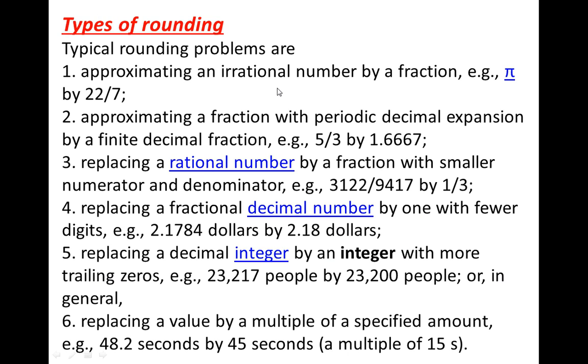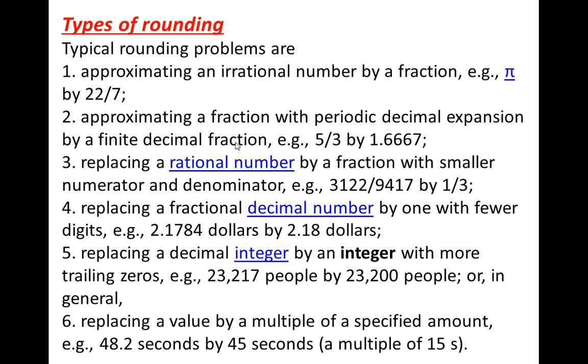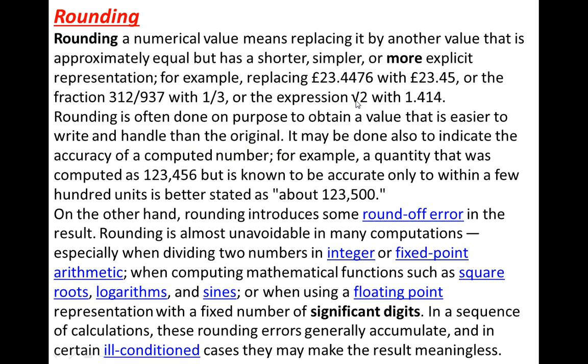Now, what are the types of rounding? First of all, what are the typical rounding problems? One is approximating an irrational number by a fraction, for example pi by 22 by 7. Pi is an irrational number, and when we approximate pi by 22 by 7, this gives an error. And there are multiple types of rounding, like integer rounding, fixed point rounding, square root rounding, logarithmic rounding, and sine rounding.